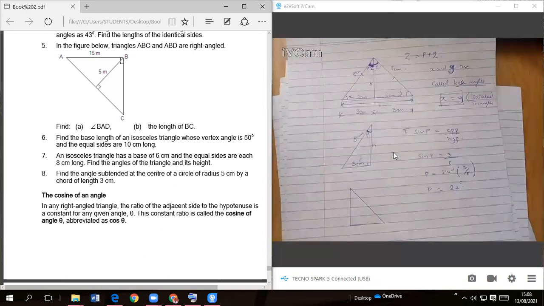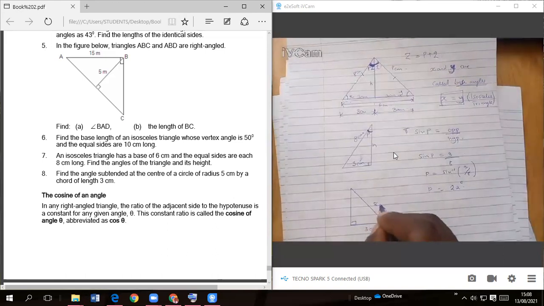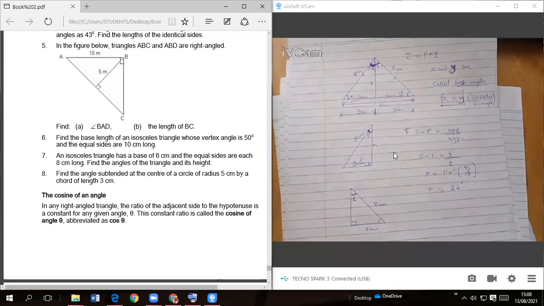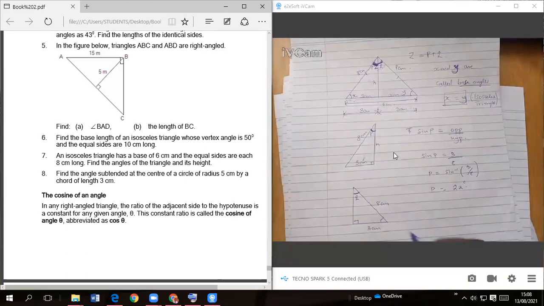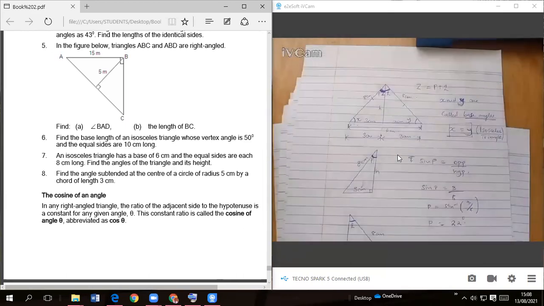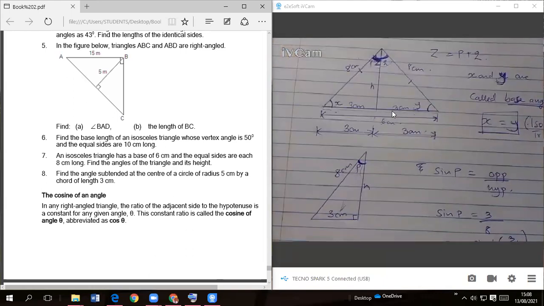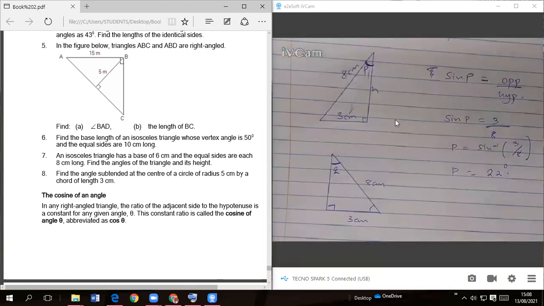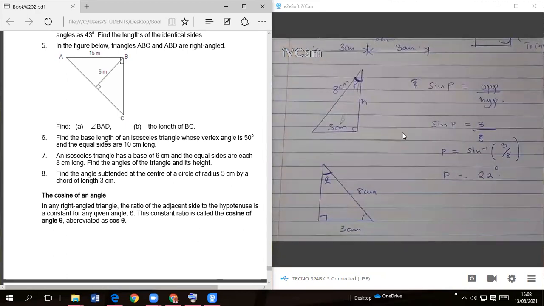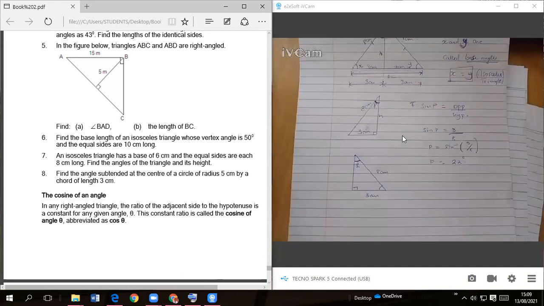Okay. So I have 90 degrees, 3 centimeters, 8 centimeters, and I want to get this one. This is Q. So I want to find Q. When you look closely there, you see that was Q there, and this is 8, this was 3. So it's what I've tried to do there. So you can proceed and see.